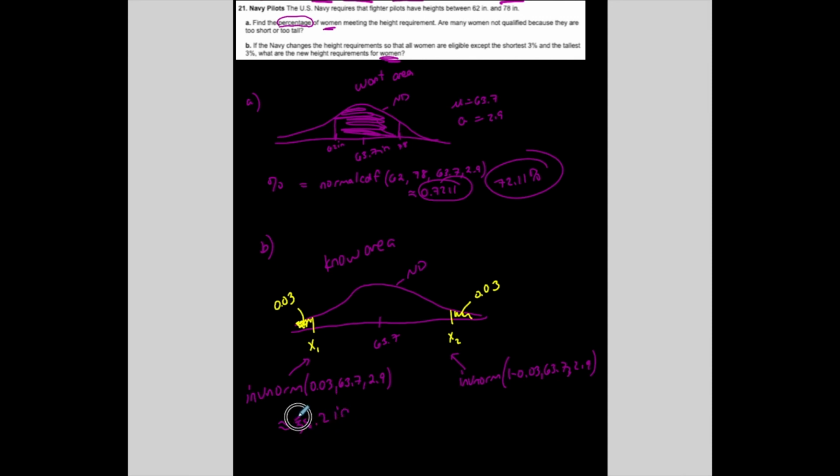58.2 inches. Professor, I thought you said 1 minus 0.03. Well, I didn't do this one yet. Now I'm going to do this one. I did the left height. Now I have to do the right height. So I have to do it twice because there were two heights that I needed: one for the shortest 3% and one for the tallest.